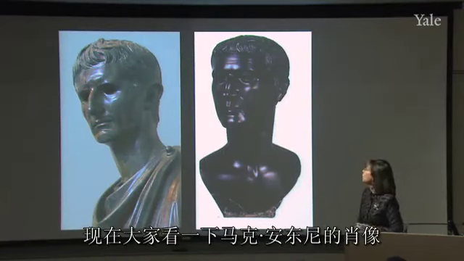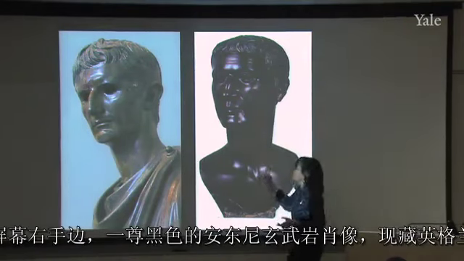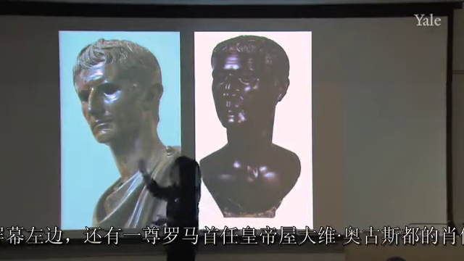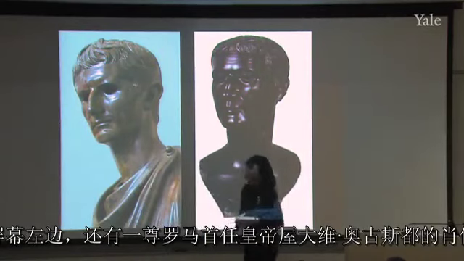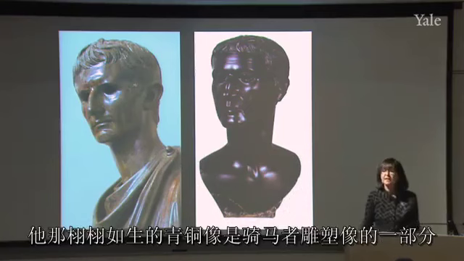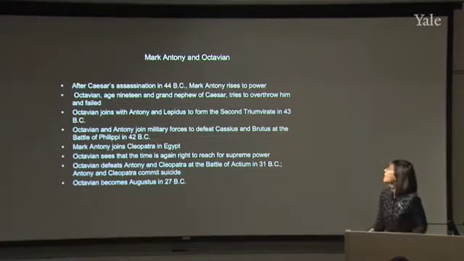You see now portraits of Mark Antony on the right-hand side of the screen, a black basalt portrait of Antony now in England, and a portrait of Rome's first emperor, Octavian Augustus, on the left-hand side of the screen, a fantastic bronze image of him that was part of an equestrian statue found in the North Sea near Greece.